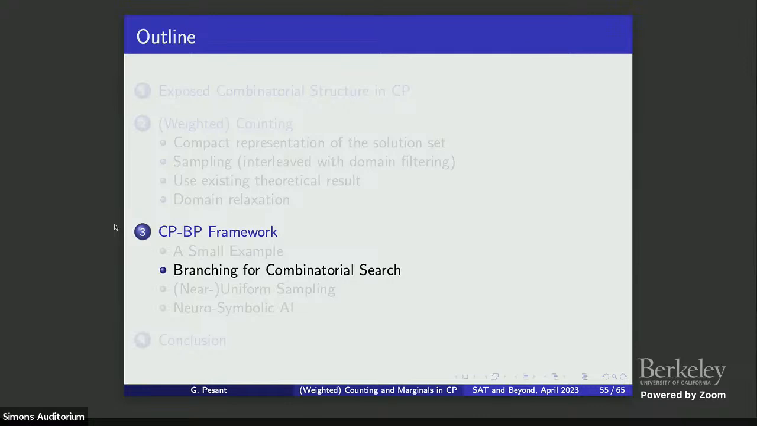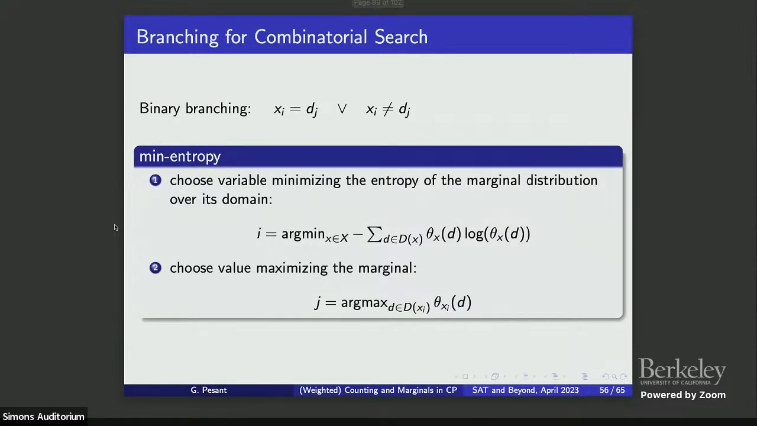So you can use it to branch for combinatorial search. And we've done that. I've alluded to that before, talking about the mode. So we typically do binary branching in CP: x_i takes value d_j, or x_i does not take value d_j. You can do a number of things with that information. What we currently like is doing min entropy. So how do we choose the variable? These are generic, automated ways of choosing where to branch next.